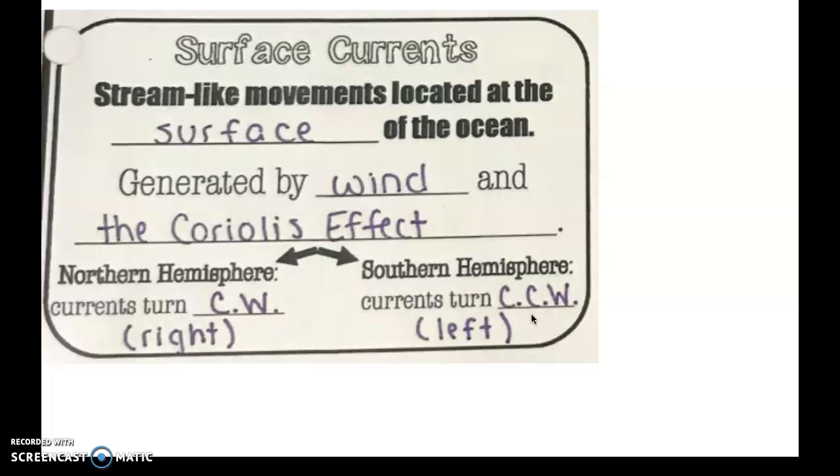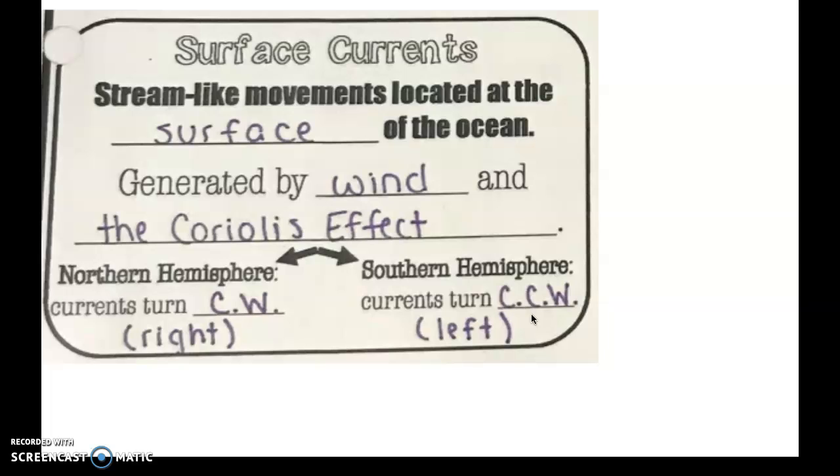We have surface currents. Again, this is all review. This is stream-like movement located at the surface of the ocean. These are generated by the wind, and the wind is influenced super strongly by the Coriolis effect, the physical phenomenon that we see when things are spinning. So it happens on a basketball, it happens on a merry-go-round, but it also happens on the Earth because the Earth is spinning.